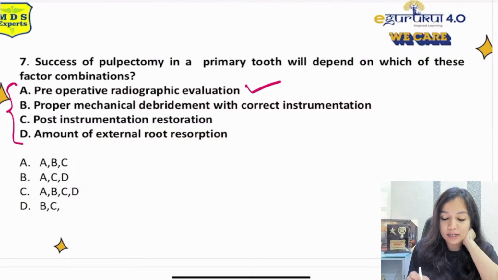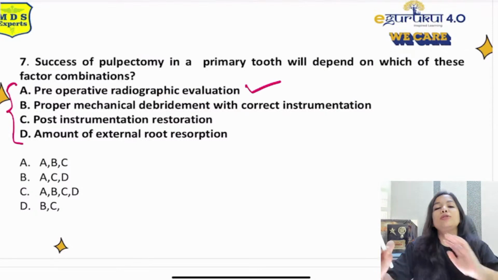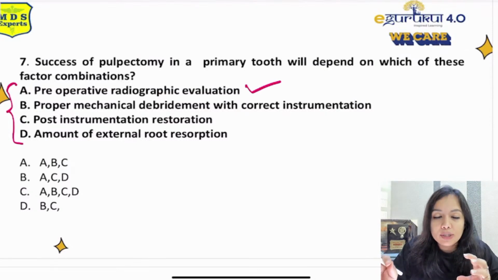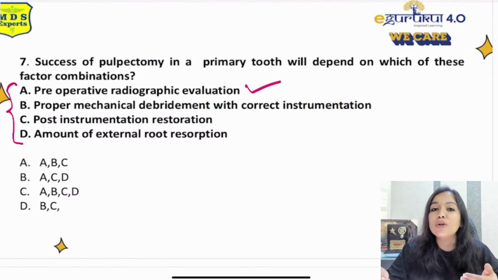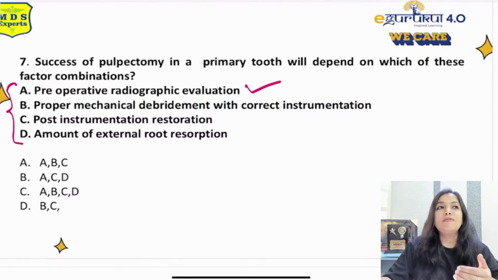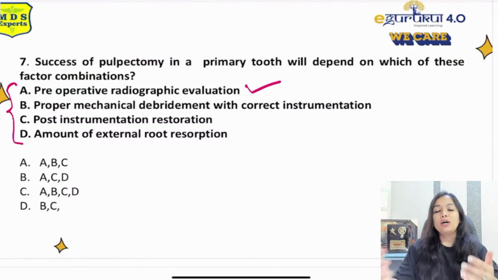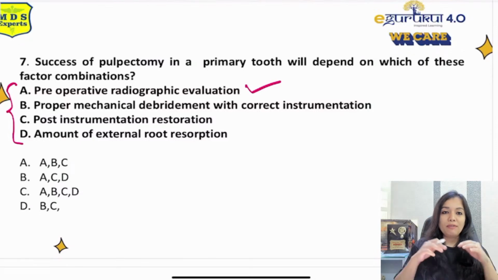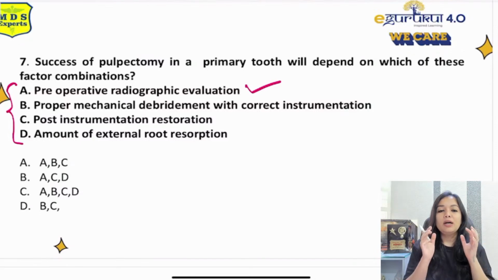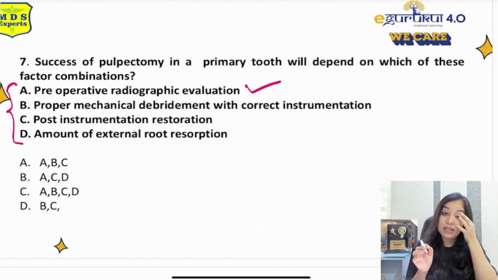Pre-operative radiographic evaluation. Okay, so pre-operative radiographic evaluation for pulpectomy is very, very necessary. First, because you are dealing with a primary tooth. A primary tooth may be in a stage of physiological resorption, right? If there is less than 2/3 of the root present, there is no point of doing a pulpectomy, and you need to evaluate through a pre-operative radiograph. So pre-operative radiographic evaluation is very, very necessary.